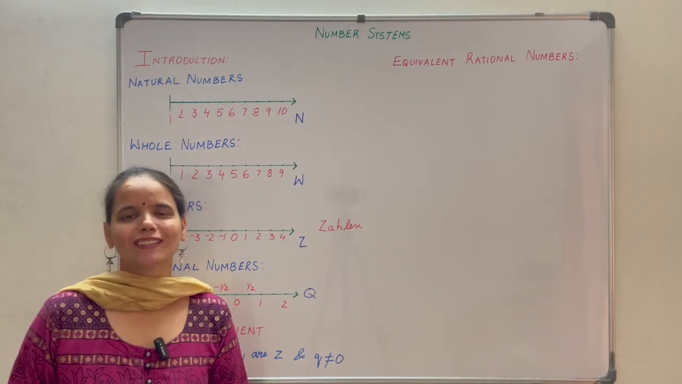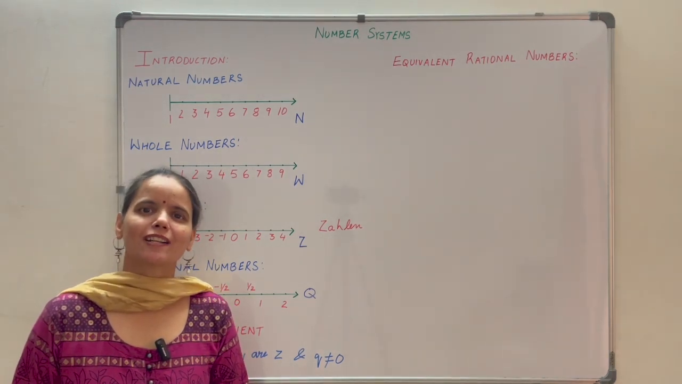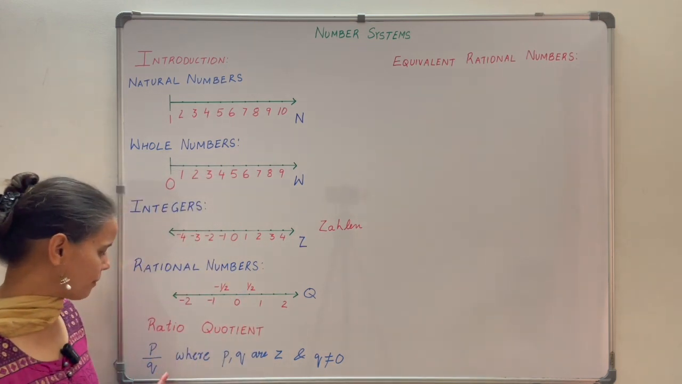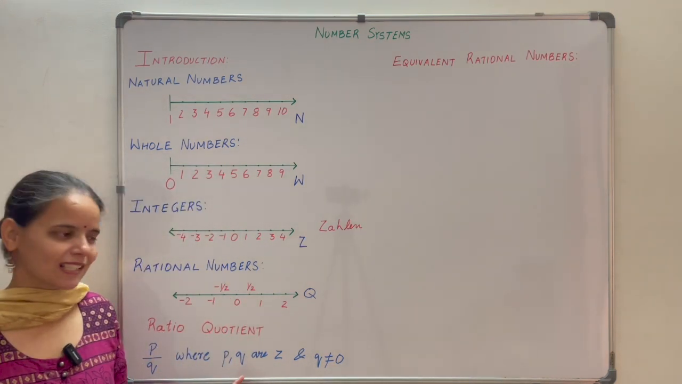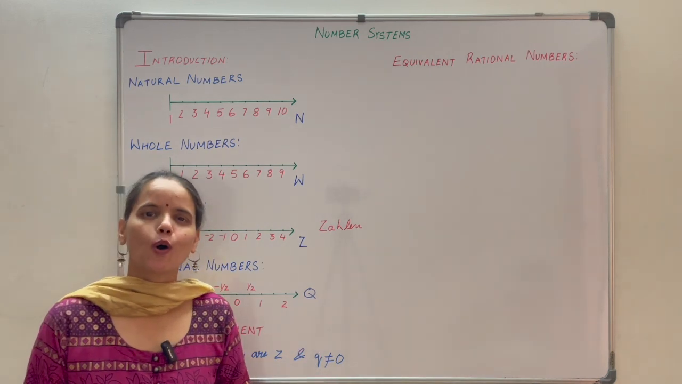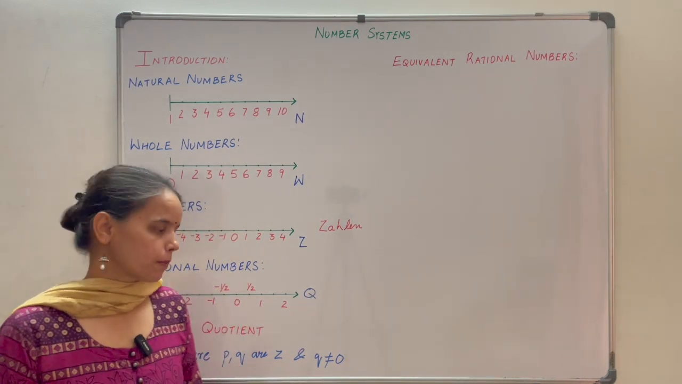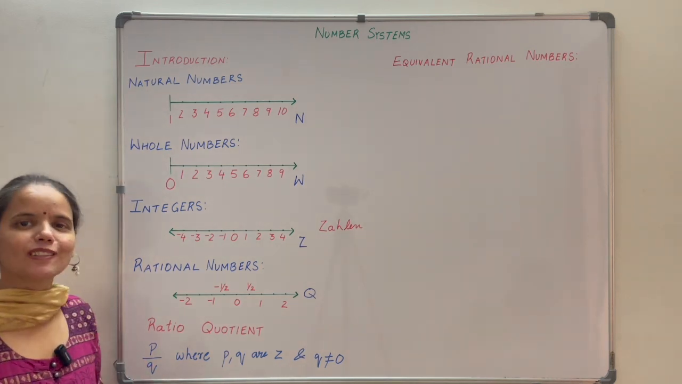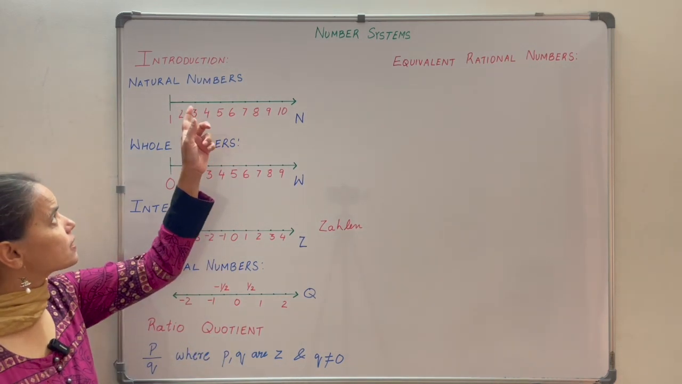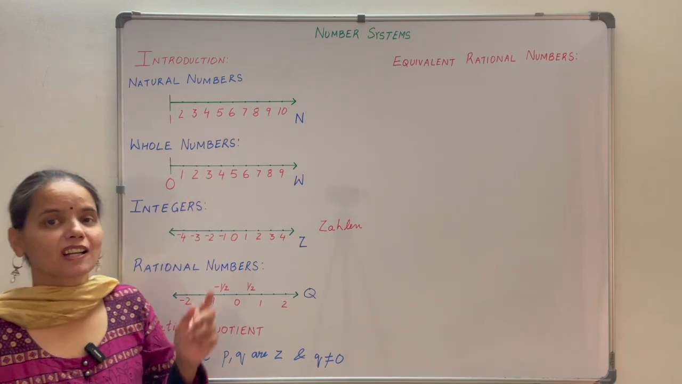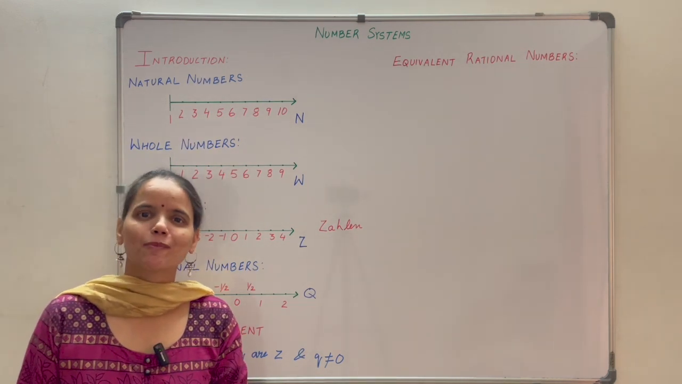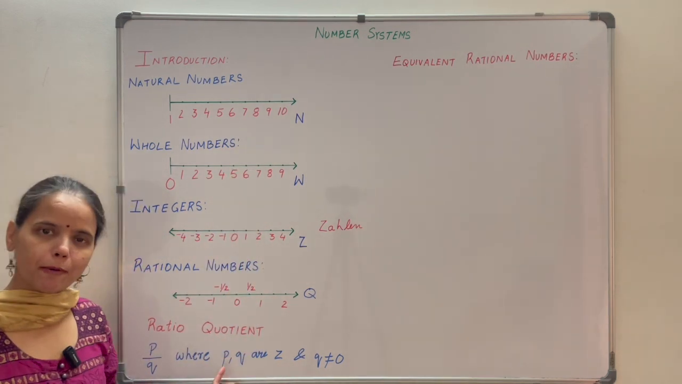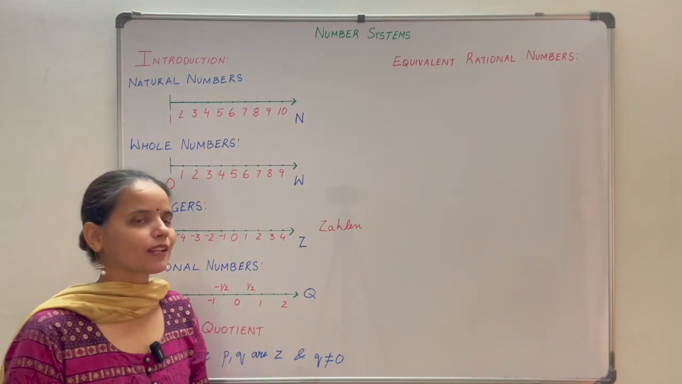Let us quickly recall the definition of a rational number. A number r is called a rational number if it can be written in the form of p by q, where p and q are integers and q is not equal to 0. Why q cannot be equal to 0? Because if you put q equal to 0 here, then p by q is not defined. All these numbers, natural numbers, whole numbers and integers are all rational numbers. Why? Because you can write all these numbers in the form of p by q, where p and q are integers and q is not equal to 0.